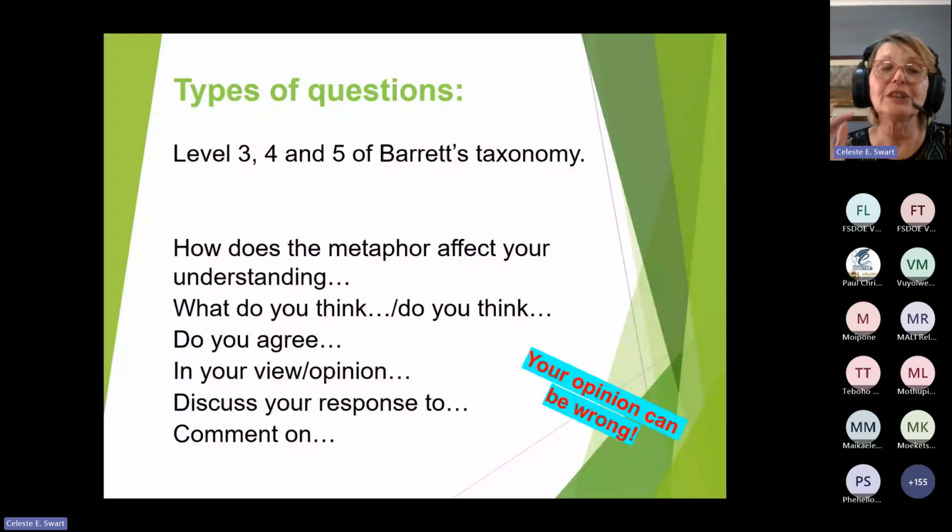These are the sorts of questions: How does the metaphor affect your understanding? What do you think? They might ask you what you think. Do you agree with something? In your view or opinion. They would then want to know your opinion.